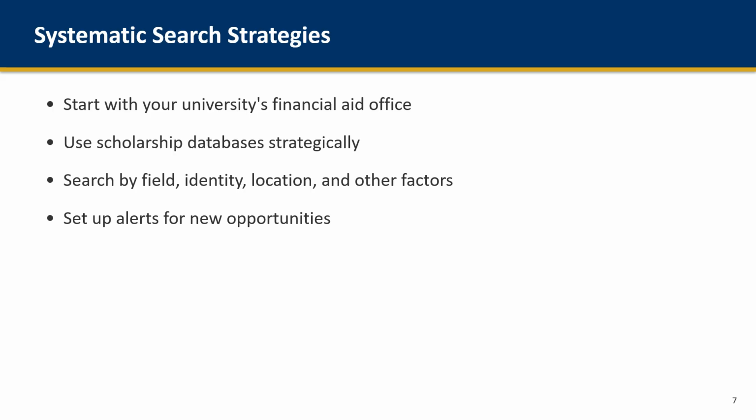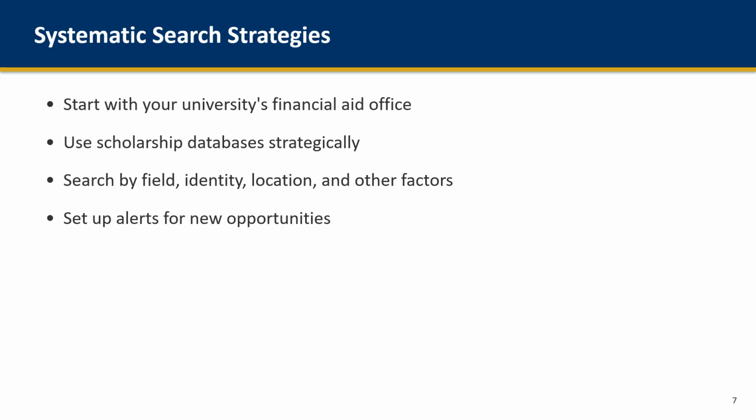Use scholarship databases strategically. FastWeb, scholarships.com, College Board, and similar databases aggregate thousands of opportunities. Create profiles on multiple databases since each has different listings. But don't stop at databases. Many scholarships aren't listed in major databases.